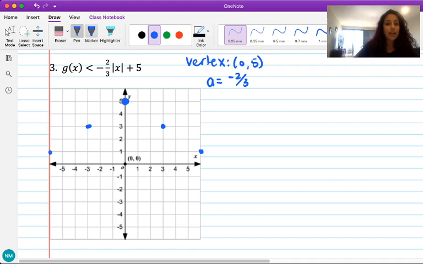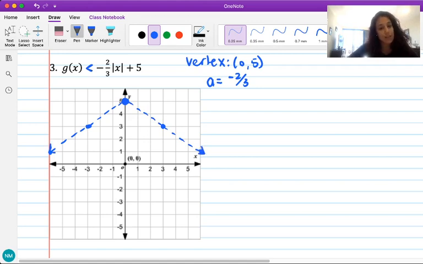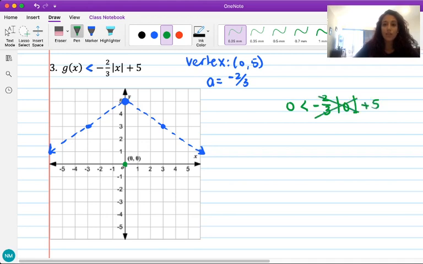Now, is it dotted or solid? It is dotted, so I'm going to dot it. Now again, with our shading, it's either going to be everything inside or it's going to be everything outside. So let's test it. I'm going to test (0, 0) because it's not on my graph. So 0 is less than negative 2/3 times the absolute value of 0 plus 5. This is out because it's times 0. So 0 is less than 5. Is that true? Yes. So I shade, because it's part of my solution set, that means all of this is part of my solution set.